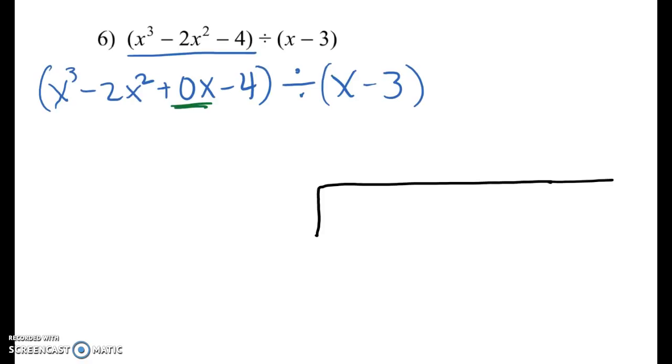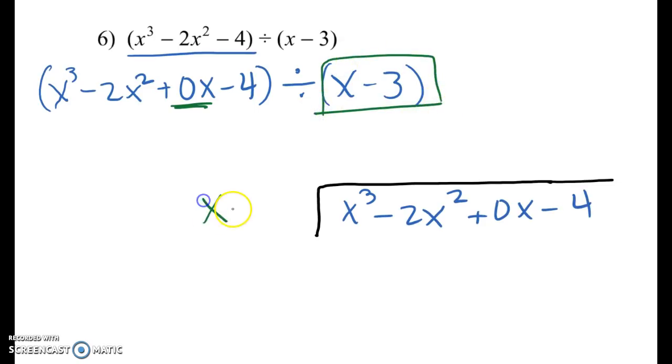We're going to take our standard form polynomial of our dividend and go ahead and plug that in here. So I have x cubed minus 2x squared plus 0x minus 4. We're going to take our divisor, that x minus 3, and place it on the outside. And now we ask ourselves, what do we need to multiply x by to get x cubed? So I know if I multiply x by x squared, I'm going to get x cubed. I need to also multiply that x squared to the negative 3, and I get a negative 3x squared.